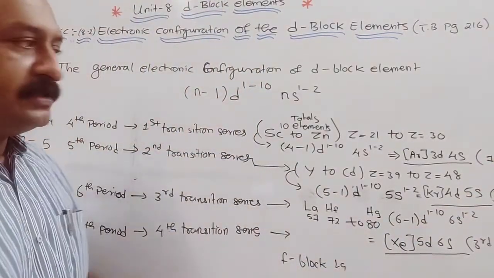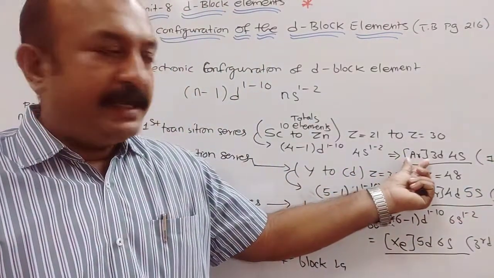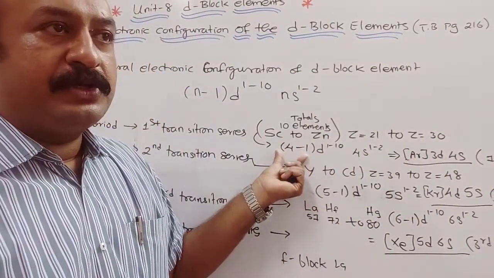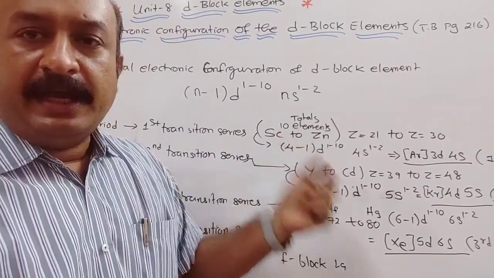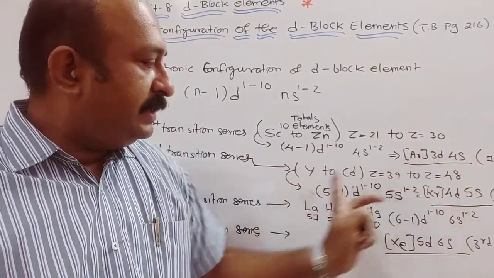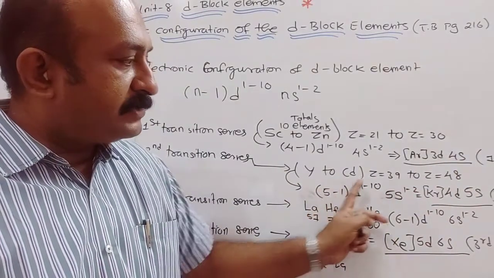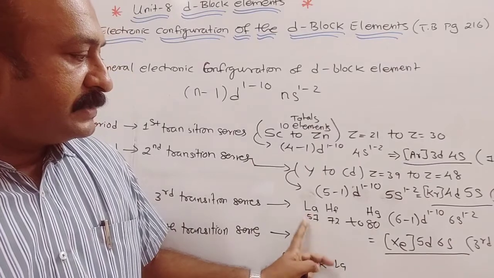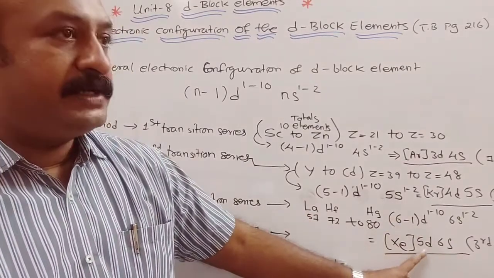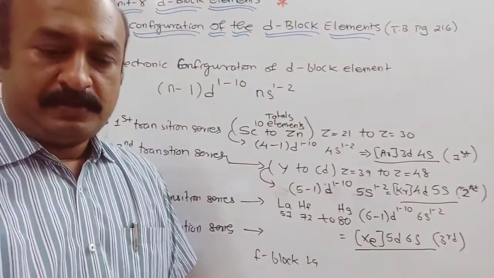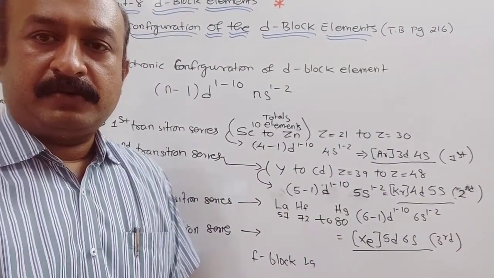So the first transition general configuration is Ar 3d 4s. Why this 3d is there, I explained to you, because it starts from the fourth period, that's why n minus 1, that is 4 minus 1, that's why 3d. Here fifth period, 5 minus 1, 4d. And here 6 minus 1, that's why it is 5d 6s. That is the third series. Okay, I think you can watch.